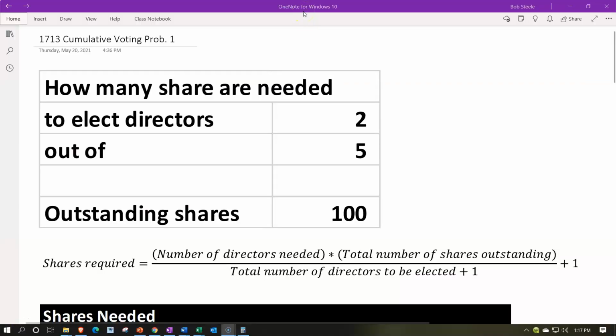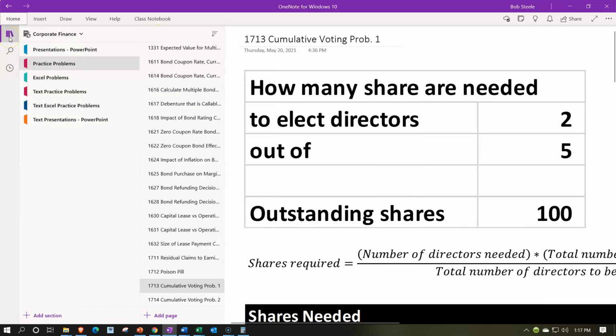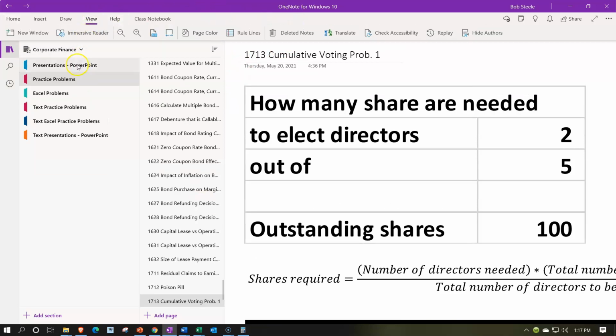If you have access to OneNote and would like to follow along, you're not required to, but if you would like to, we're in the icon on the left-hand side in the Practice Problems tab, then down in the 1713 Cumulative Voting Problem number 1 tab. Also note, when using OneNote, look at the Immersive Reader tool. Our practice problems will also be in the text area, same name, same number, but with transcripts. Transcripts can be translated into multiple different languages and either listened to or read in them.